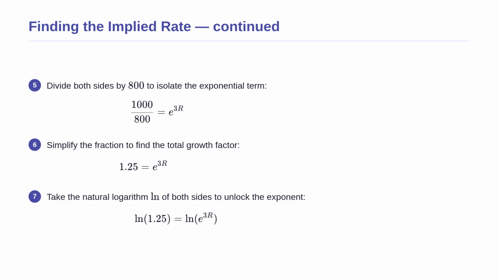Continuing with our algebra, we need to isolate the exponential term. We divide both sides of the equation by 800. This creates a simple ratio of the future value to the present value, which simplifies to 1.25. This means your money grows by 25% over the total 3-year period. But we need the annualized rate. To bring the unknown rate R down from the exponent, we take the natural logarithm of both sides. The natural logarithm is the exact mathematical opposite of the exponential function, allowing us to unlock the exponent safely.